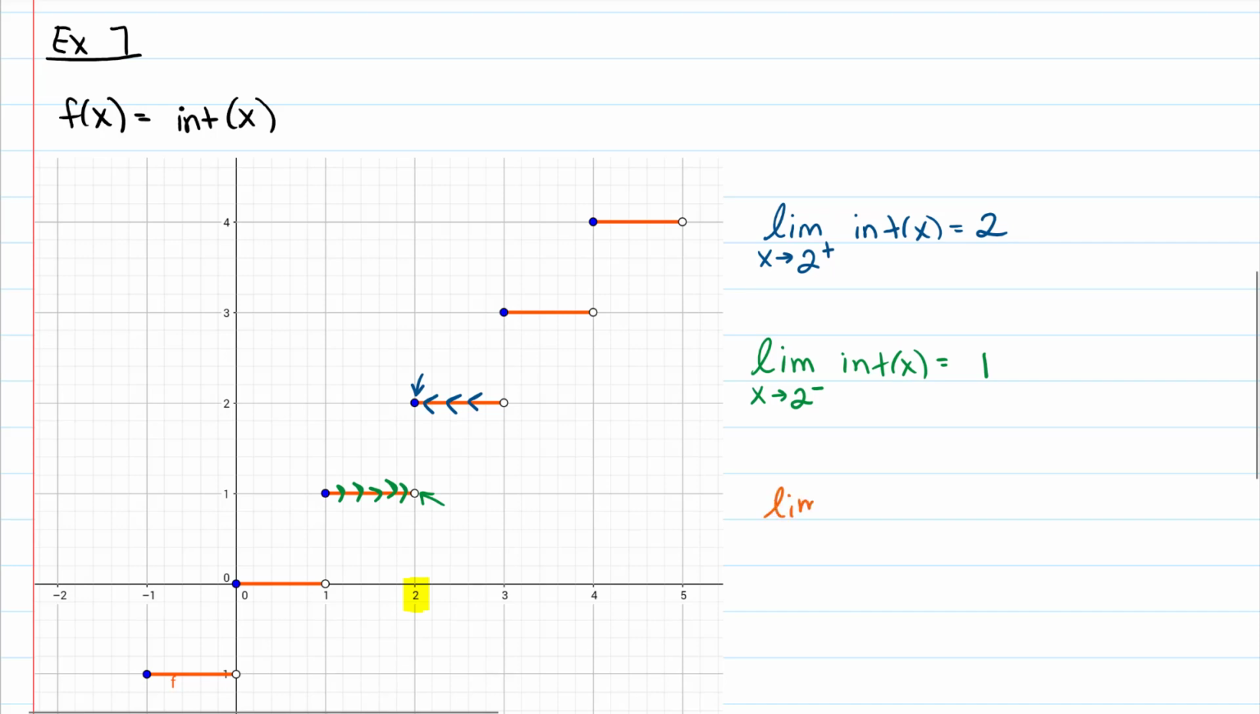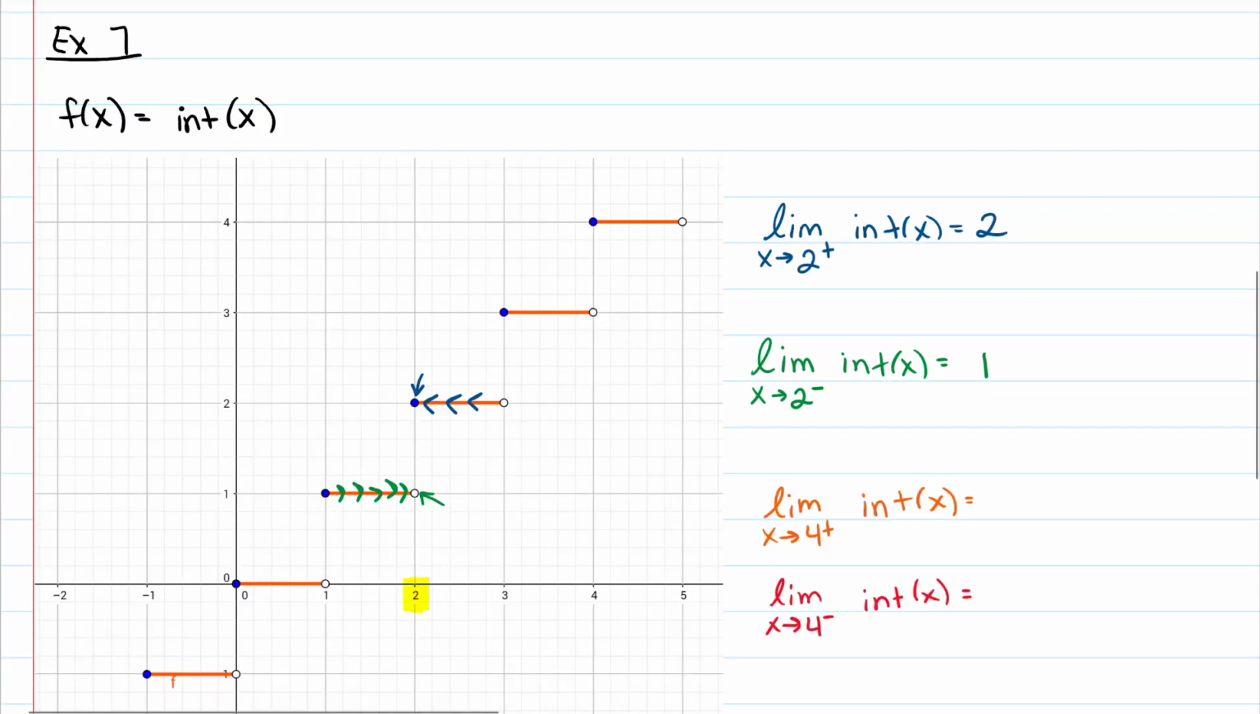Okay, and then I'm going to put 2 problems up, and I want you to try them on your own. The limit as x approaches 4 from the right of the integer function, and the limit as x approaches 4 from the left of the integer function. So go ahead and give those a try.